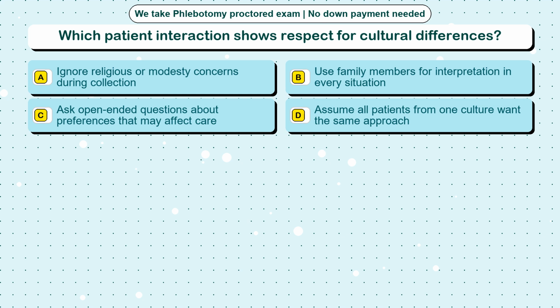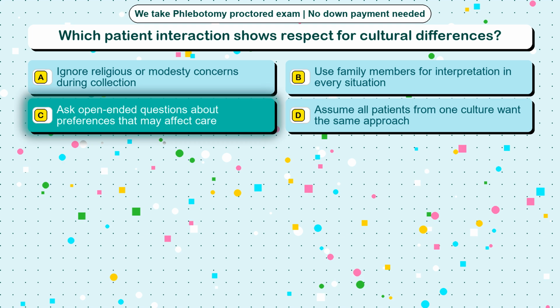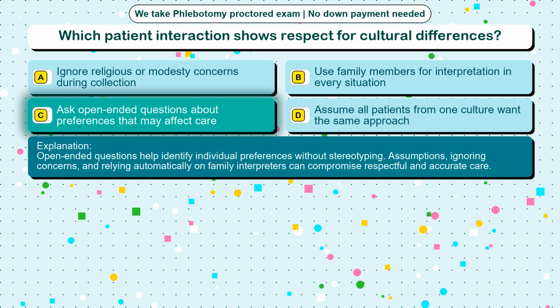Question 67. Which patient interaction shows respect for cultural differences? Option A, ignore religious or modesty concerns during collection. Option B, use family members for interpretation in every situation. Option C, ask open-ended questions about preferences that may affect care. Option D, assume all patients from one culture want the same approach. The correct answer is option C, ask open-ended questions about preferences that may affect care. Open-ended questions help identify individual preferences without stereotyping. Assumptions, ignoring concerns, and relying automatically on family interpreters can compromise respectful and accurate care.